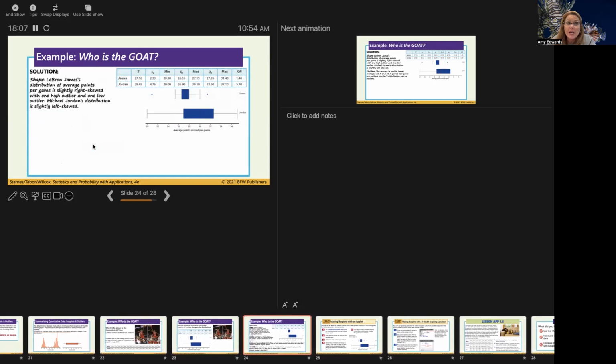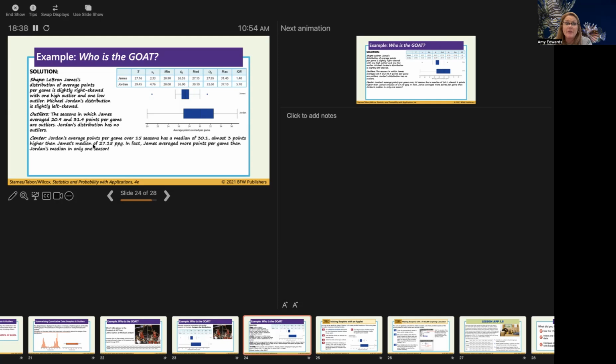If we talk about the shape, kind of got ahead of myself. The shape, again, there's that distribution. LeBron looks like he's a little right skewed because you can see we got that tail out to the right where that whisker is a little longer. If we look at Michael Jordan's, it's just slightly left skewed. The left tail looks just a little bit longer, or the whisker looks just a little bit longer than the right, but not much. Outliers, LeBron had 2, Michael had 0.